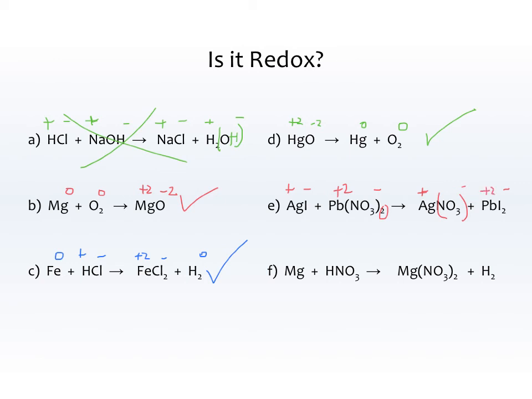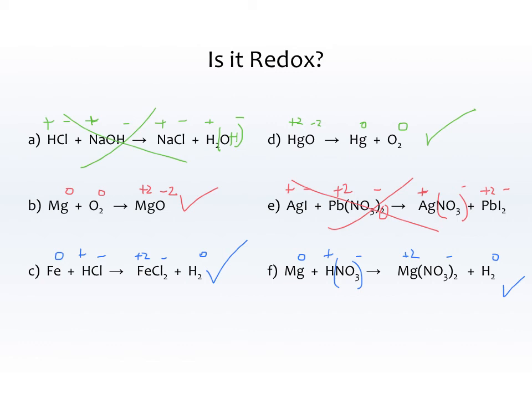Check this out. Silver stayed +1 on both sides. Iodine stayed -1 on both sides. Lead stayed +2 on both sides. Nitrate stayed -1 on both sides. This one is not redox. And for the last one, Mg is 0, nitrate is -1. Mg is +2, nitrate's -1, hydrogen 0. This one definitely is redox.